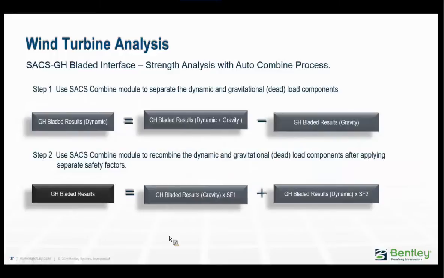We have a slight variation to this analysis in that the results coming out of GH Bladed only have a single load factor. Now, the codes require a different factor to be applied to the dead loads, and a different factor to be applied to the dynamic loads. So what we've done in SACS is use the combine module to separate the dynamic and gravitational components, and then apply the various load factors, and then recombine the results, and then later on, following that, you'll do your strength analysis.